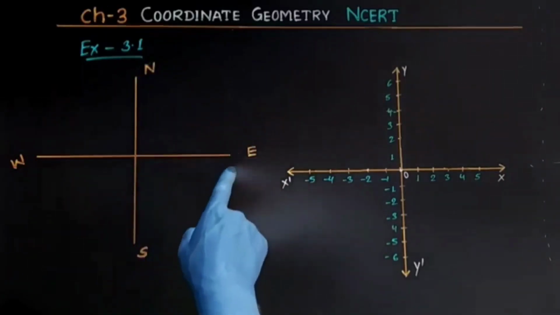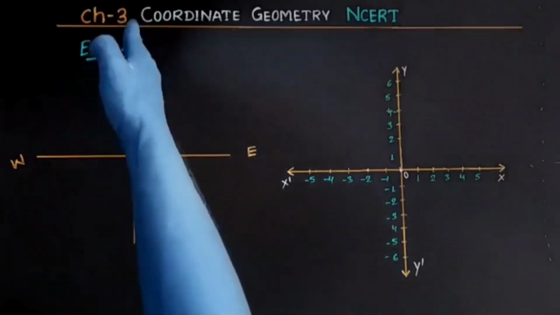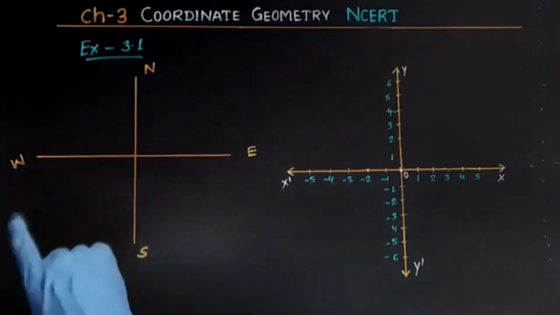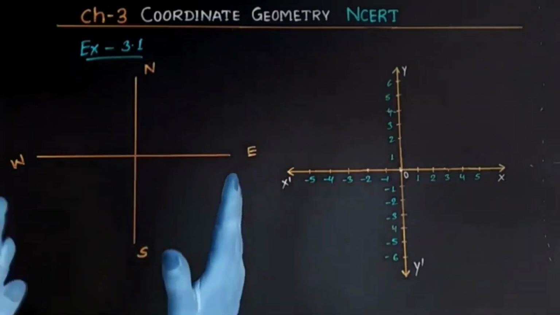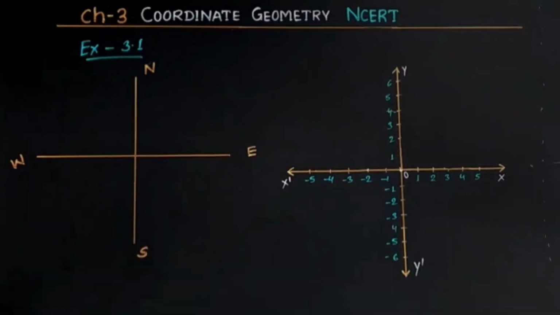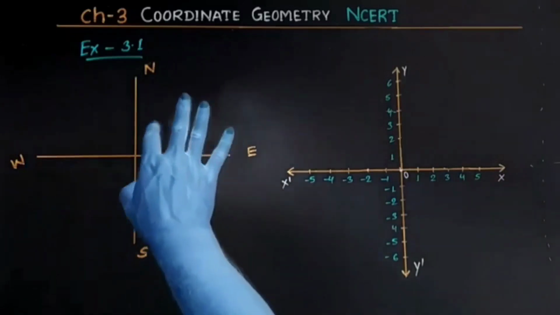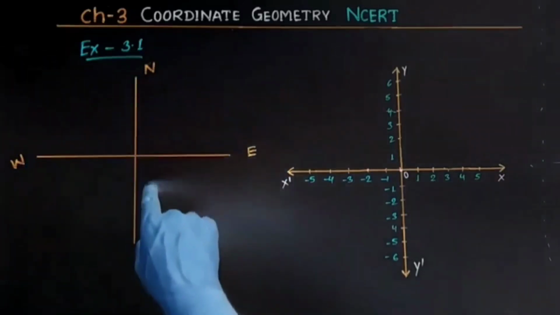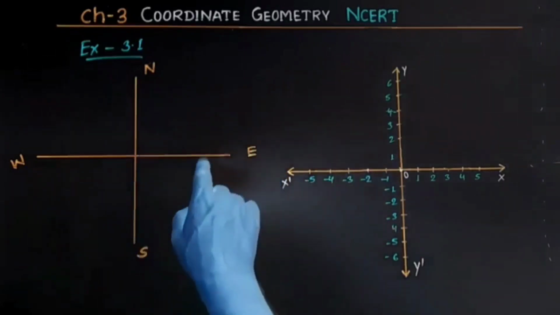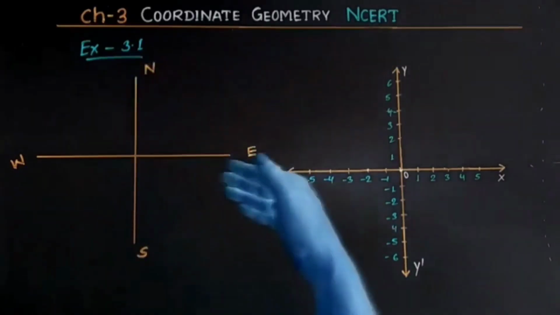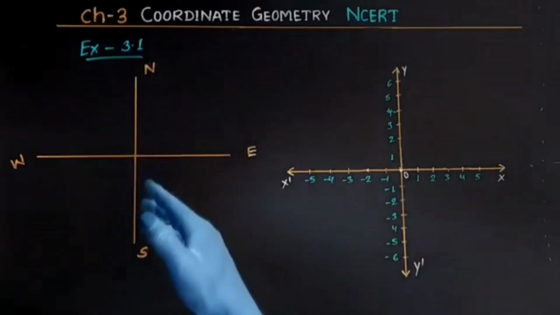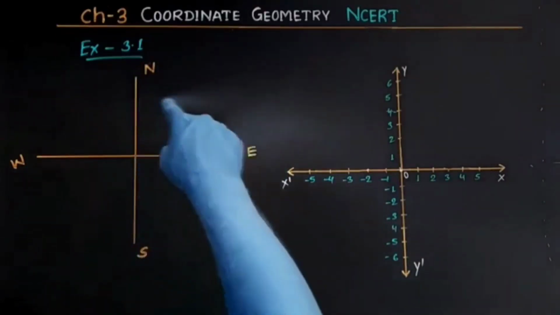Now let us start exercise number 3.1. Horizontal line is known as x-axis. Vertical line is known as y-axis. 4 quadrants are there. You know the sign of different coordinates in the 4th quadrant.